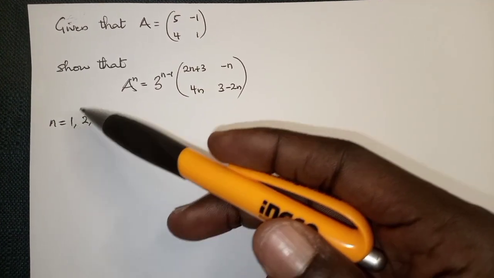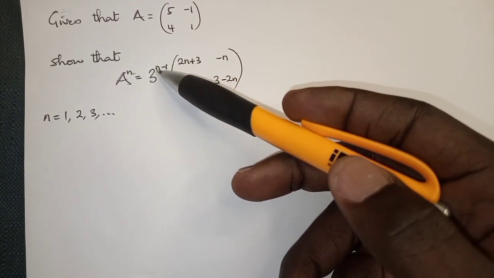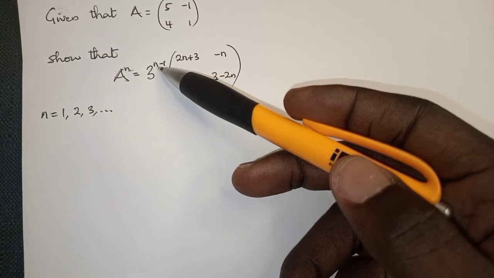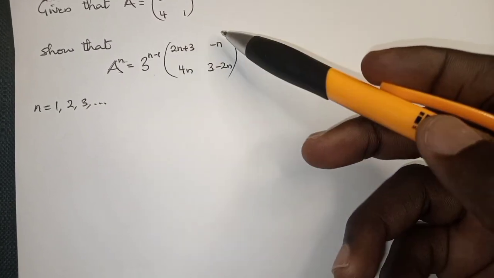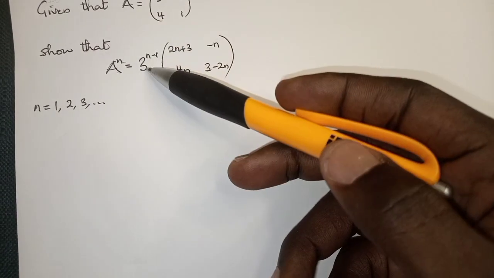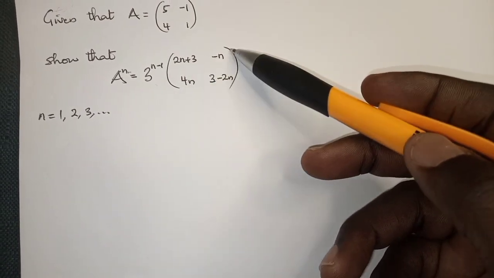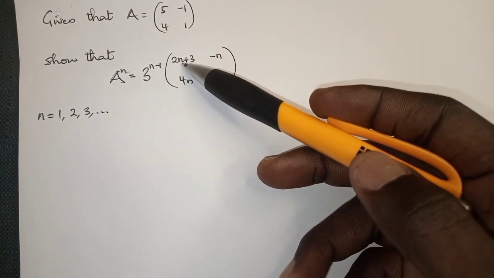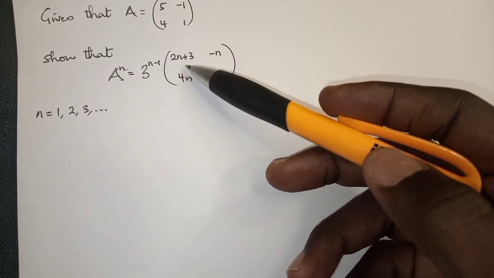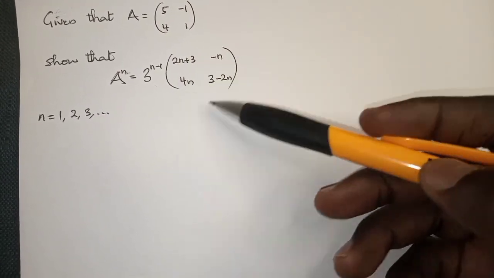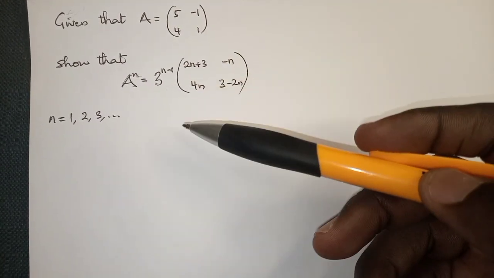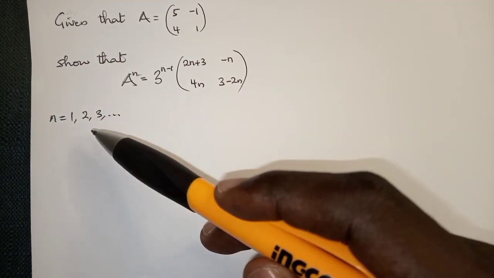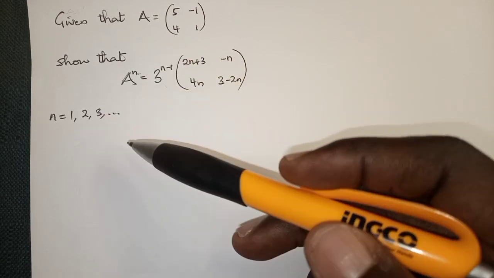When n equals 1, put n equals 1 here, this goes to 0 and you have 1. 3 exponent 0 is 1. That means the coefficient of the matrix will be 1. Now for the entries, 2 times 1 is 2, plus 3 is 5. So obviously it works when you check. Now we try for 2, when n equals 2.